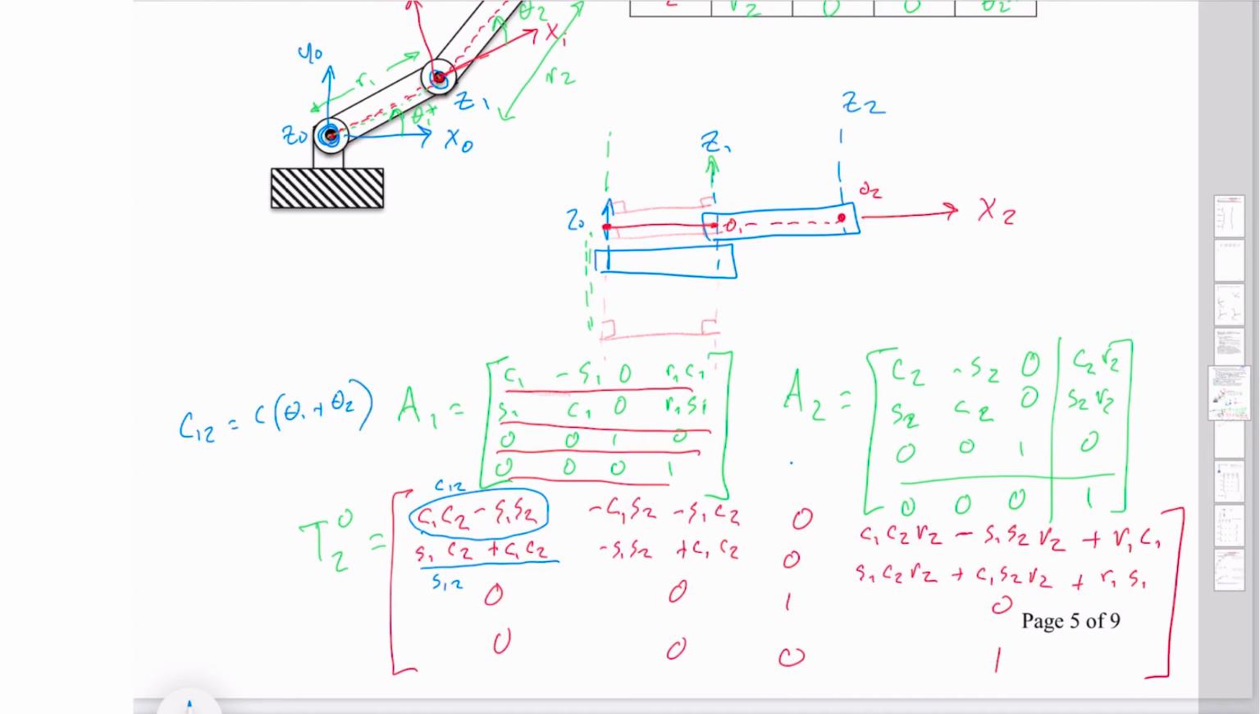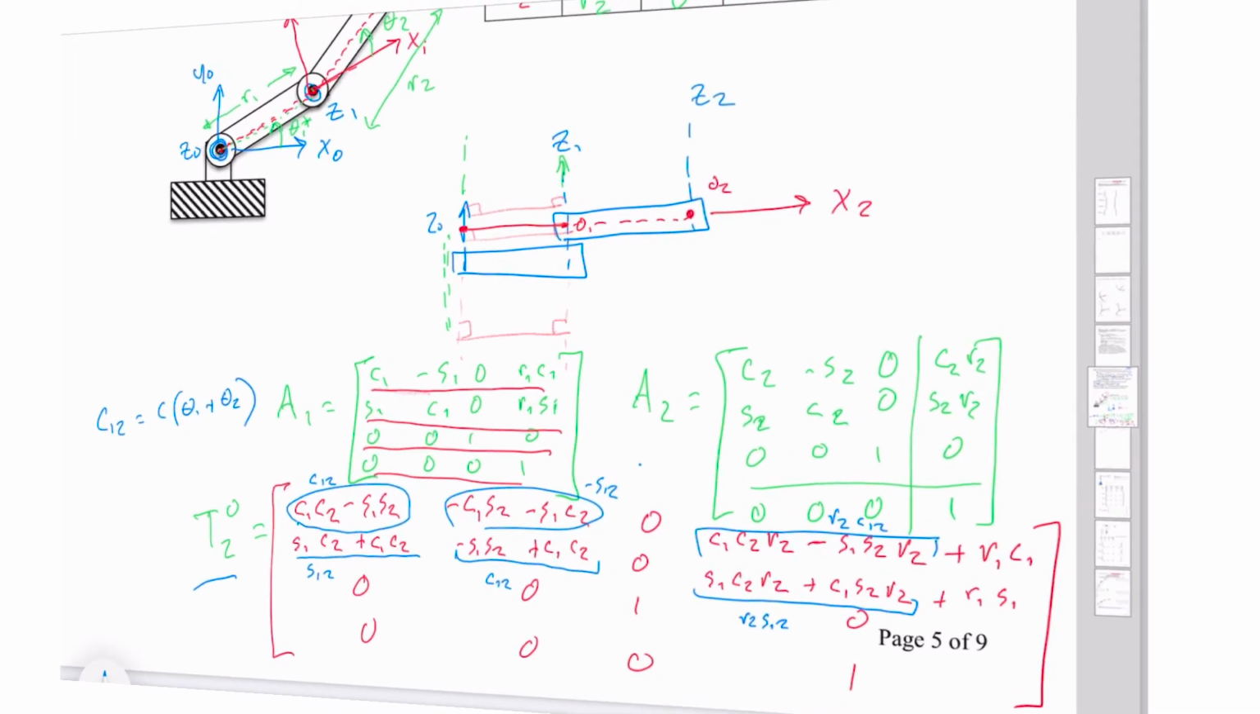A handy transformation because these transformation matrices are going to become very large. This one right here becomes negative sine 1,2. This term here becomes C1,2. And even these ones simplify down. So this term right here is just R2 S1,2, and this term right here becomes R2 cosine of 1 plus 2.